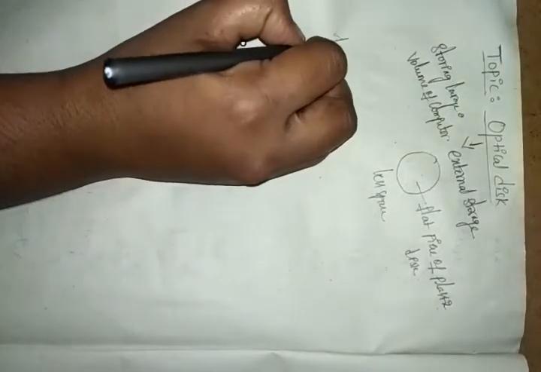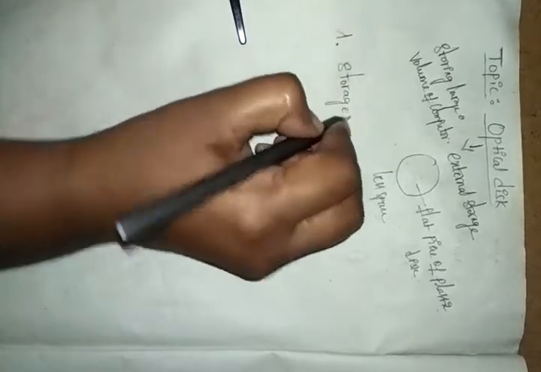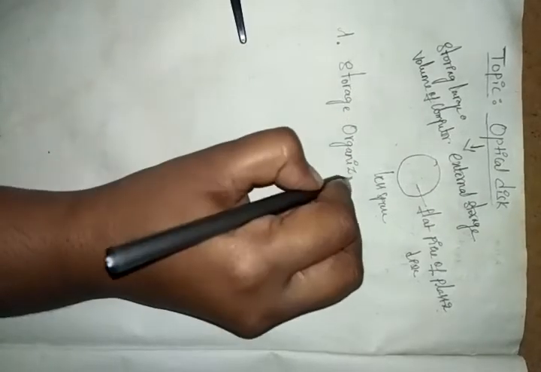We have some basic properties to perform our operations. So what are the basic operations in these basic principles? The first one is storage organization.